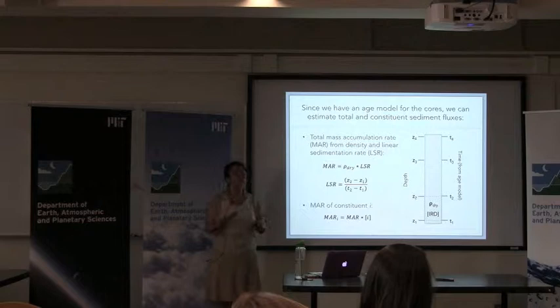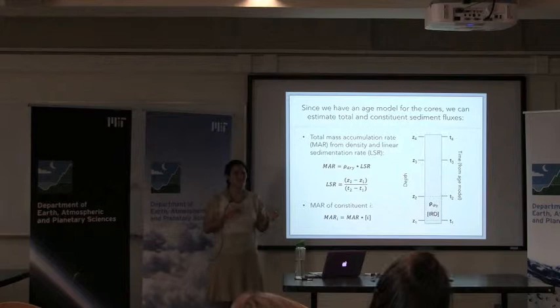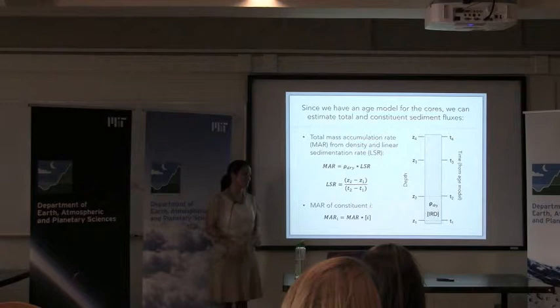And then we can measure the dry bulk density of that segment of the sample, and calculate the overall mass accumulation rate, or flux of sediment. And then from that, in order to find the mass accumulation rate of any specific constituent, we can just multiply by the concentration of that constituent. So in our case, we would just multiply by the weight percent of IRD, or fraction of IRD.